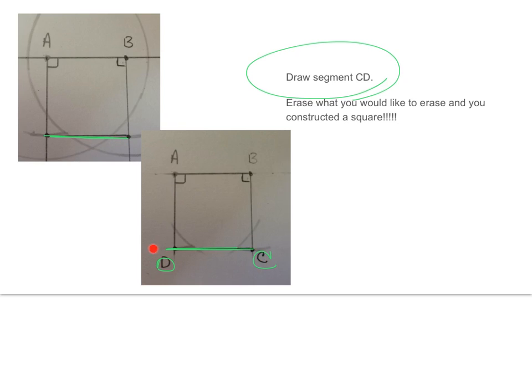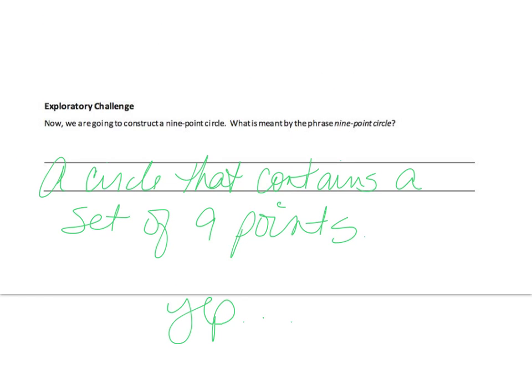Okay, and then you can erase everything you don't want to see. You just made a square. All right, now we're going to construct a 9-point circle.